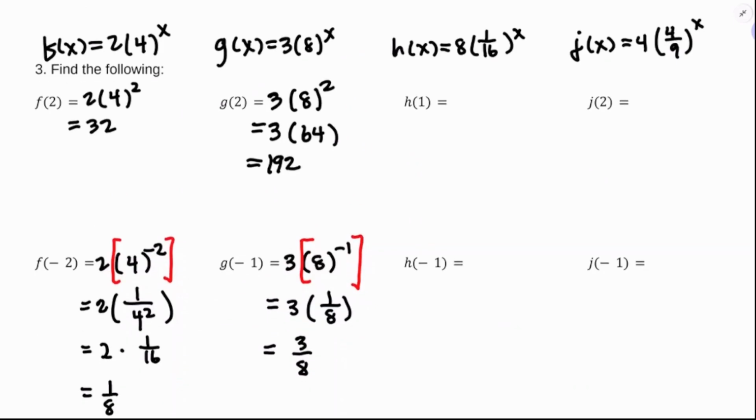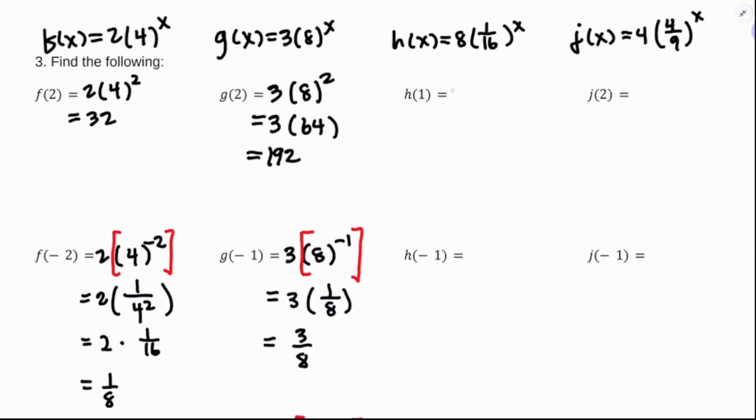All right. H of x. H of 1 is 8 times 1/16 to the first power. And I think it's definitely good that we remind you that anything to the first power is just going to be itself. So that's going to be 8 times 1 over 16, so it'll be 8 over 16, and that's 1/2.